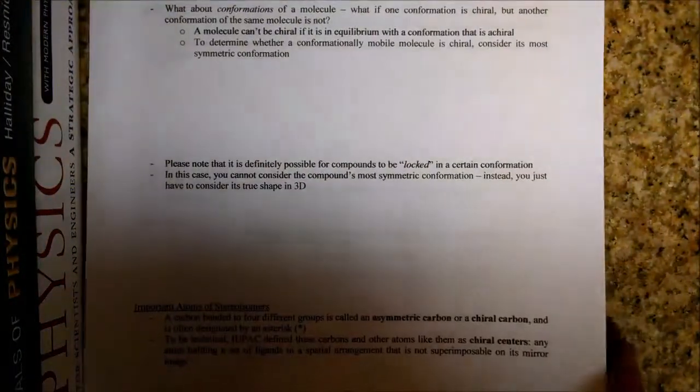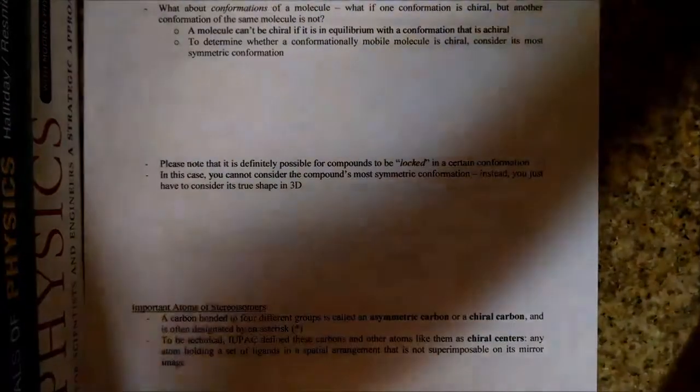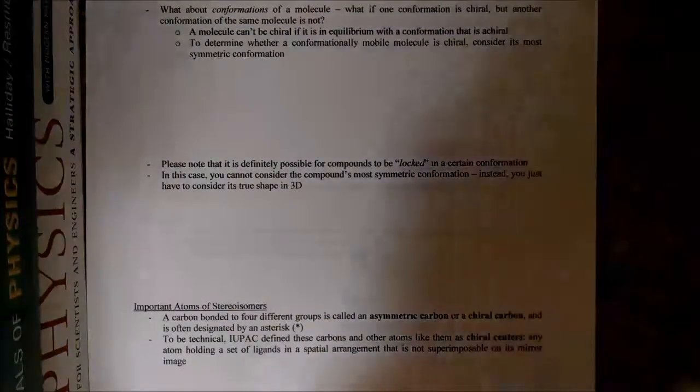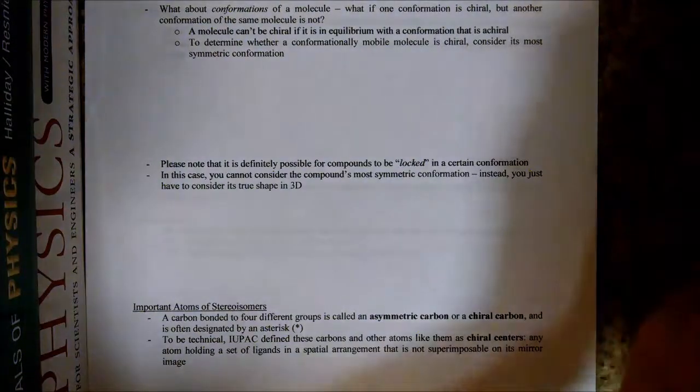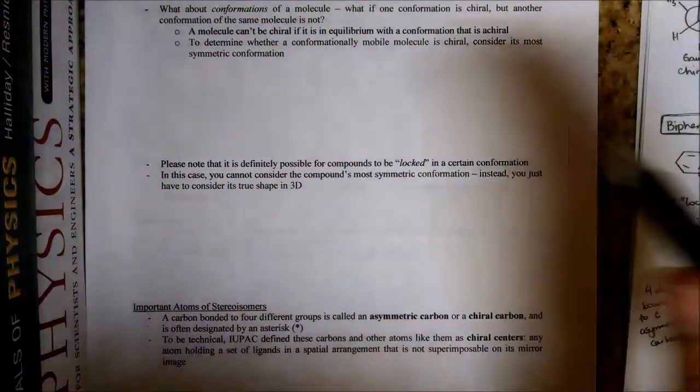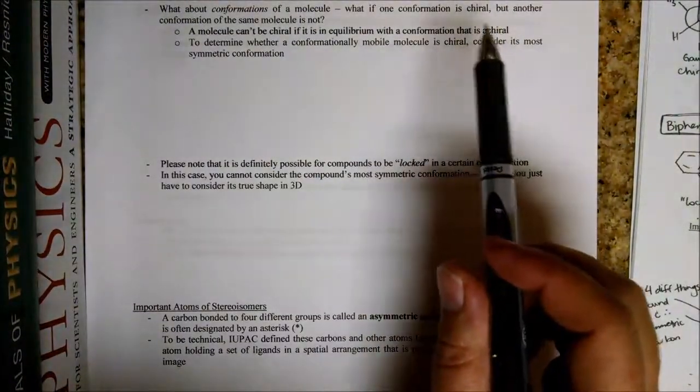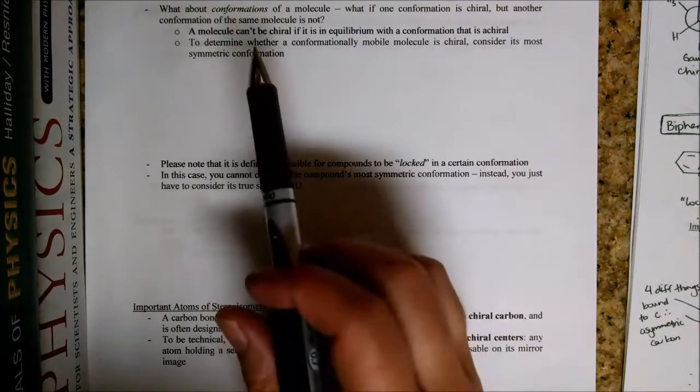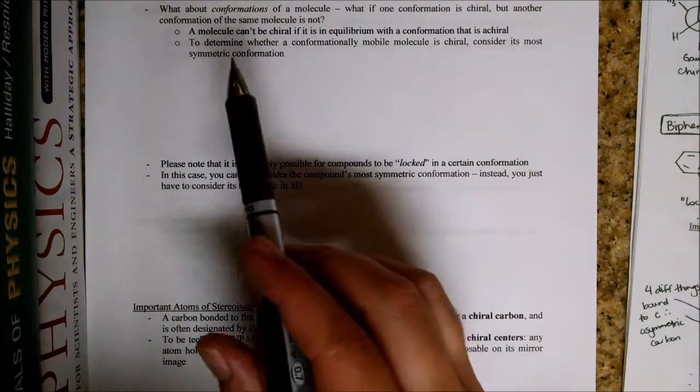So what about conformations of a molecule? That's what chapter 3 was all about. Different conformations of cyclohexane, different conformations of butane. What about conformations of a molecule? Can they be chiral? What if one conformation is chiral, but another conformation is not? The same molecule. It's still the same molecule.